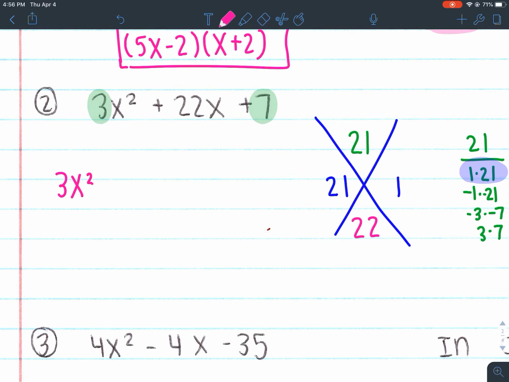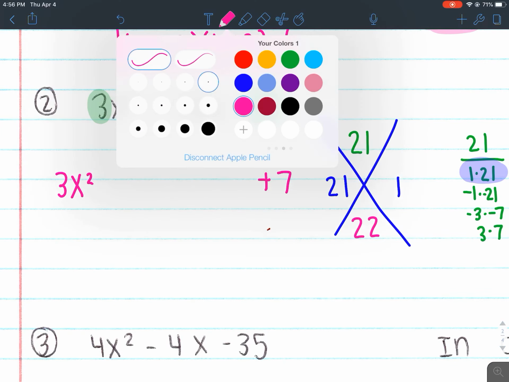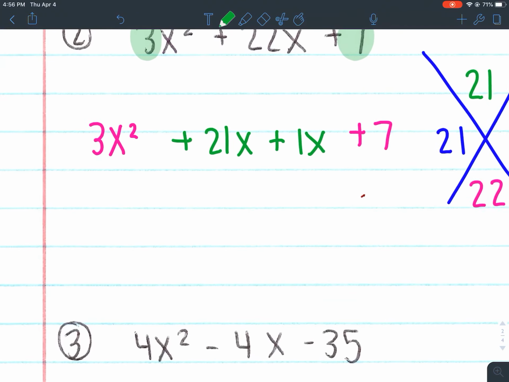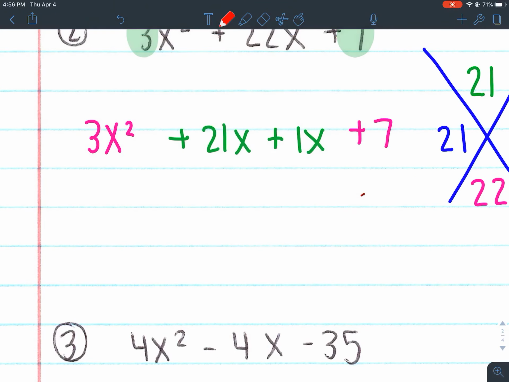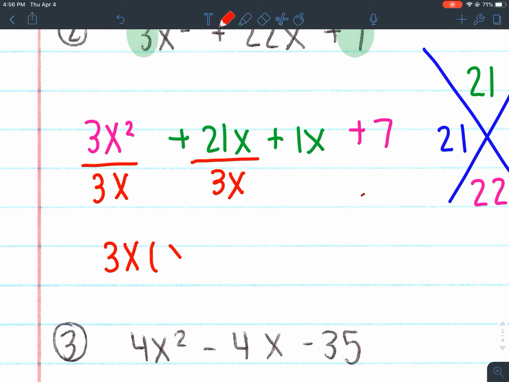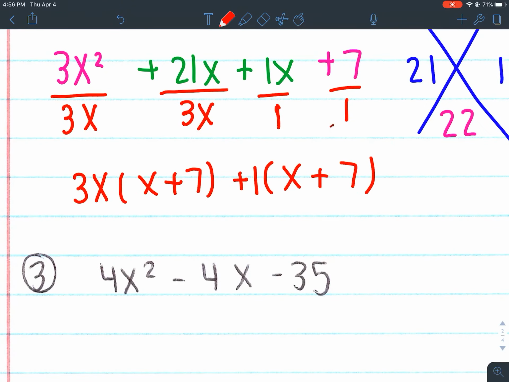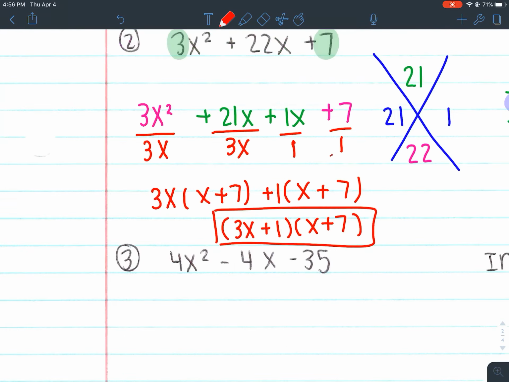Okay, I don't know why I wrote that line there. And then the plus 7 is going to stay the same. The only thing that's going to change is our plus 21x and our plus 1x. And then you do factor by grouping. 3x. Okay, I am going faster because, again, this is pretty much the same. So if you're still struggling, please come and see me. Oh, I forgot to put the 1 there. 3x plus 1, x plus 7. All right.